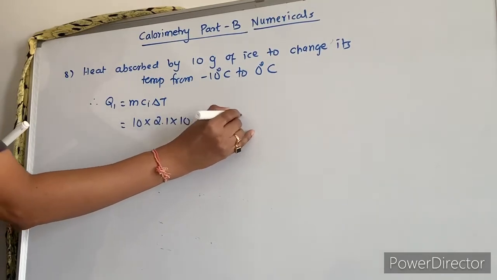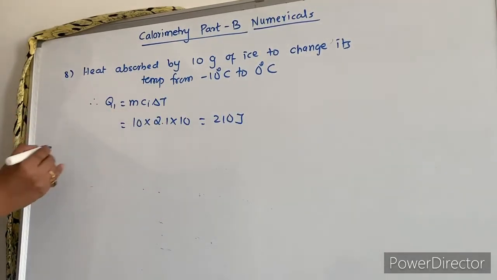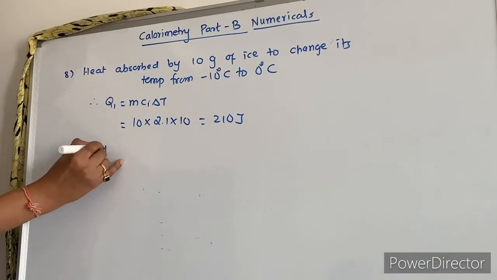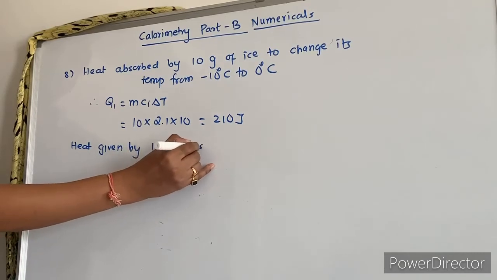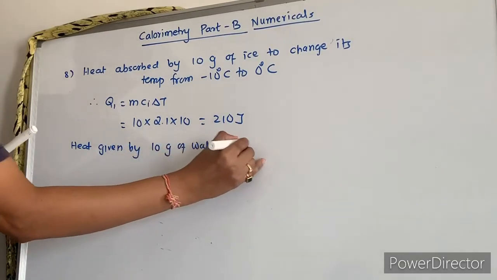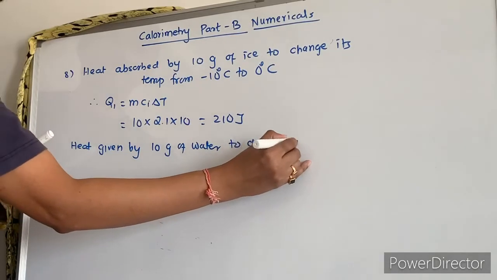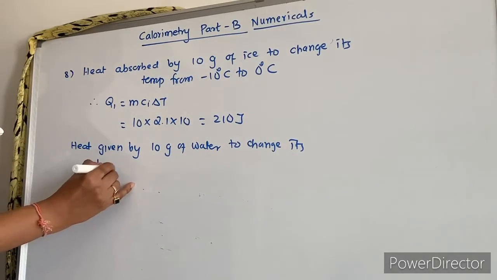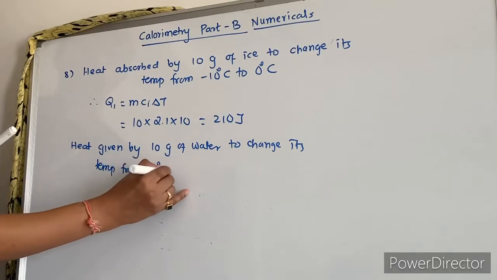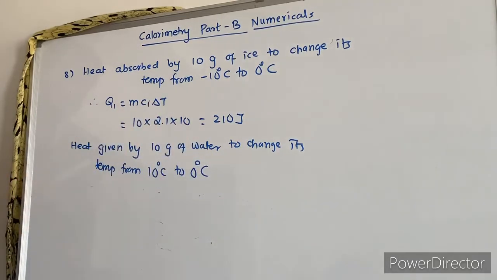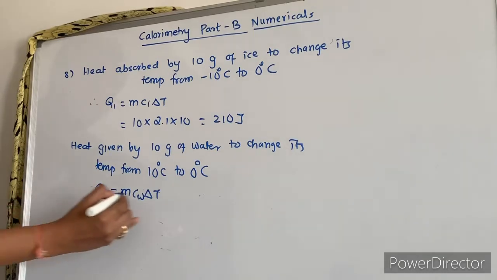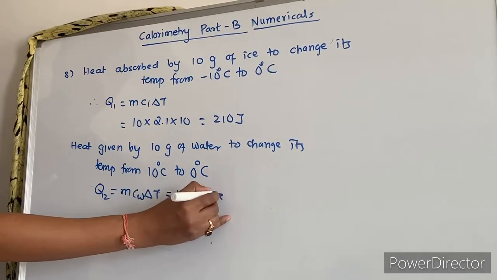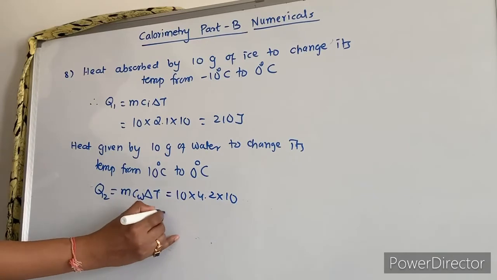This is 210 joule. This is heat absorbed. Now heat given by 10 gram of water to change its temperature from 10 degrees Celsius to 0 degrees Celsius. So what is the answer? That is Q2 is equal to mCW delta T. What is m? It is 10. This is 4.2 into 10. That will be 420 joules.